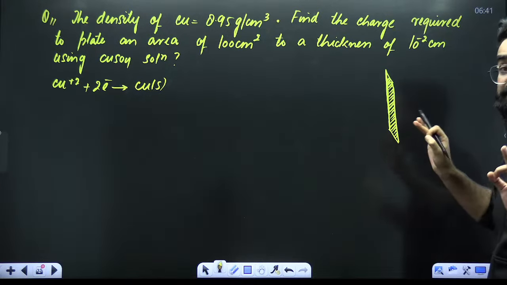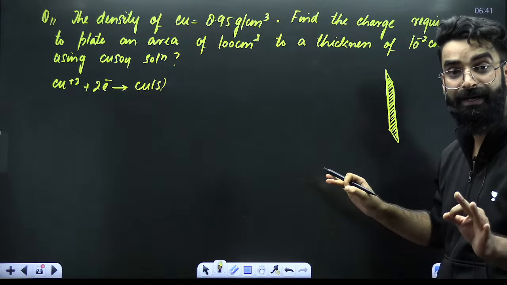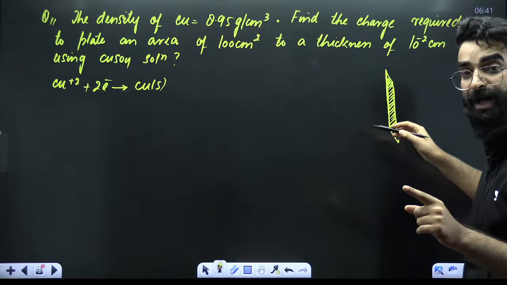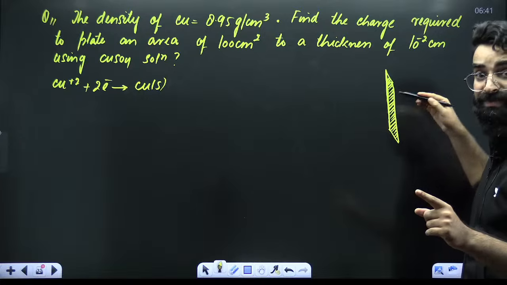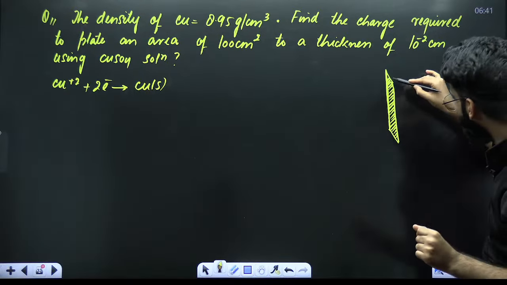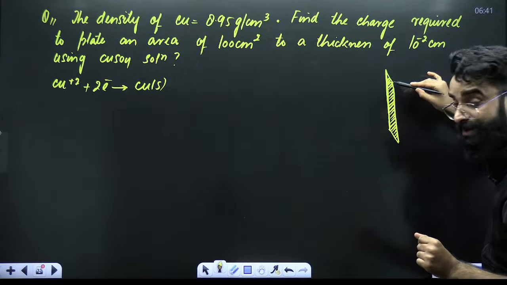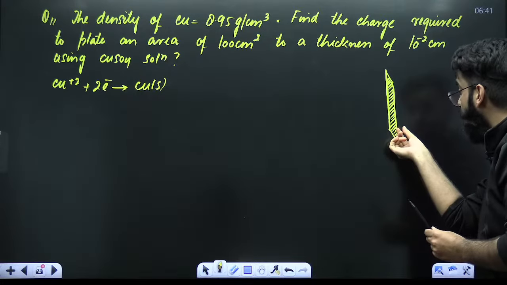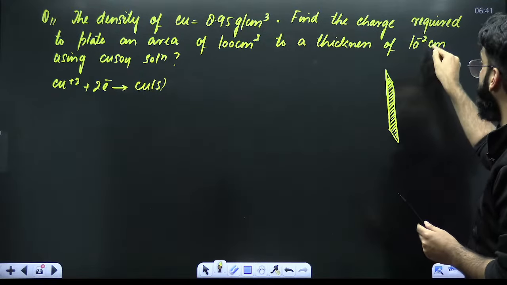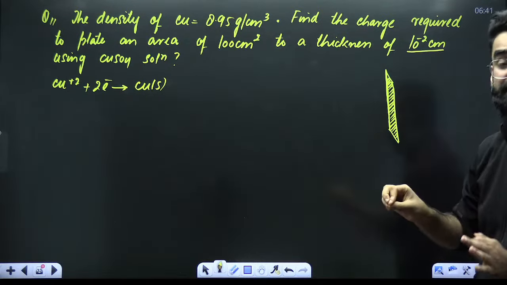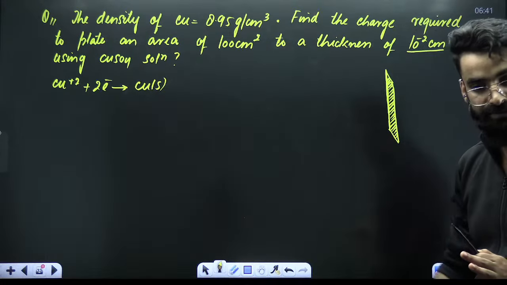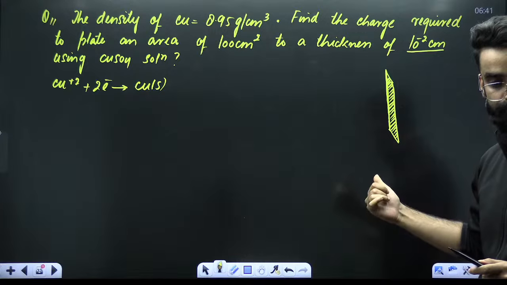Since we are doing the electrolysis of copper sulfate, at cathode, reduction is happening. Copper solid is being deposited. We have to continue the electrolysis till the entire surface gets covered with the copper. And after that, the thickness of the copper on this plate should be 10 raised power minus 2 centimeters. Till then, we have to continue the electrolysis. I hope you're getting this, right?